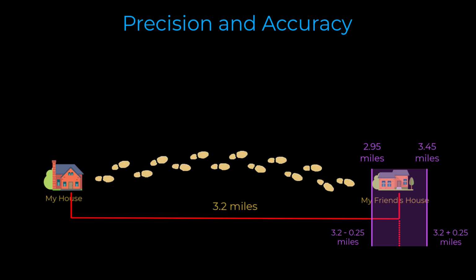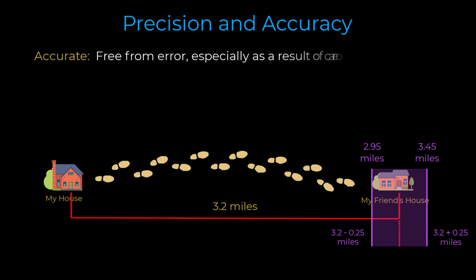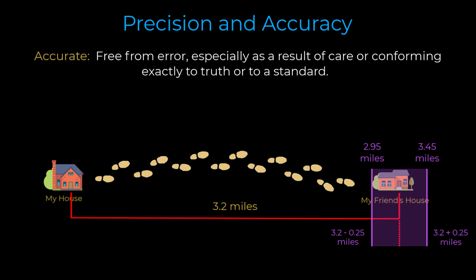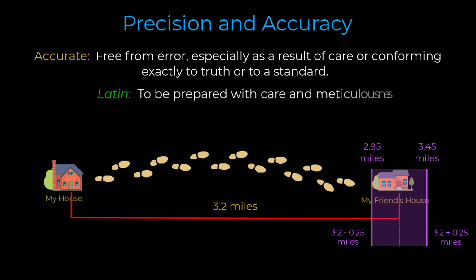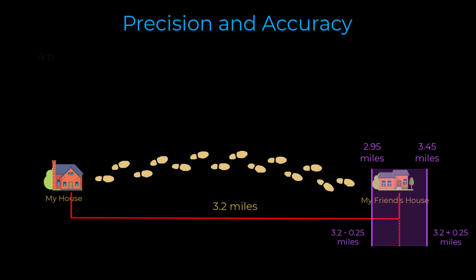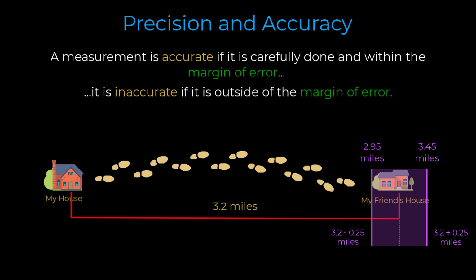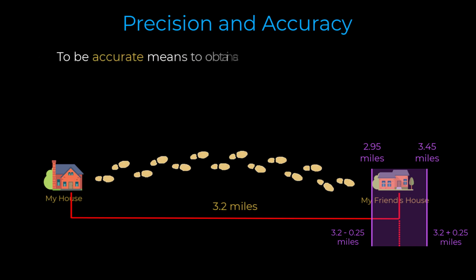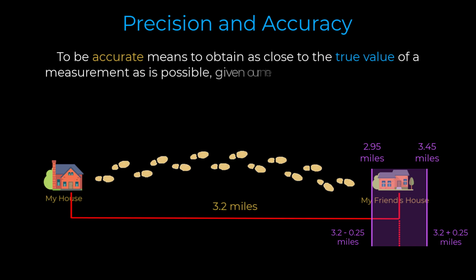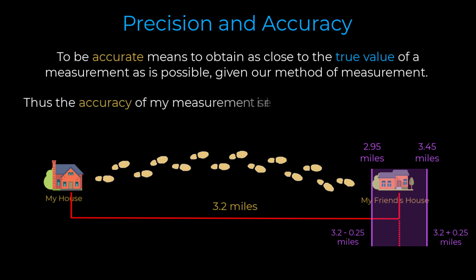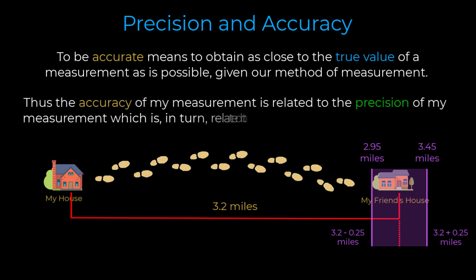The Merriam-Webster dictionary defines accurate as being free from error, especially as a result of care, or conforming exactly to truth or to a standard. It is derived from the Latin meaning to be prepared with care and meticulousness. A measurement is said to be accurate if it is carefully done and within the margin of error. It is said to be inaccurate if it is outside of the margin of error. To be accurate means to obtain as close to the true value of a measurement as is possible given our method of measurement. Thus, the accuracy of my measurement is related to the precision of my measurement, which is, in turn, related to the method used in making the measurement.